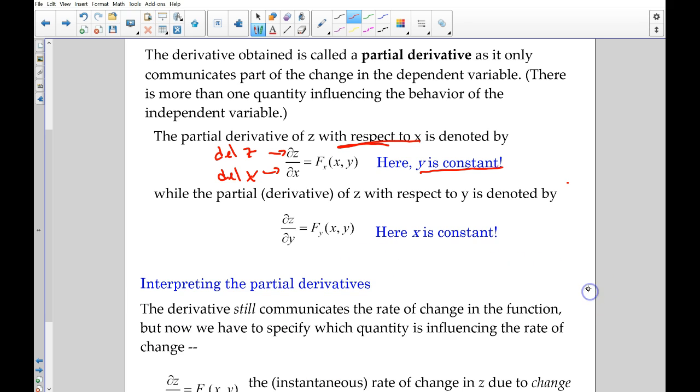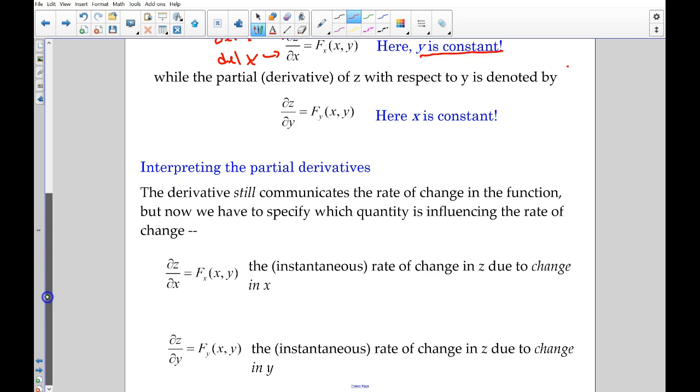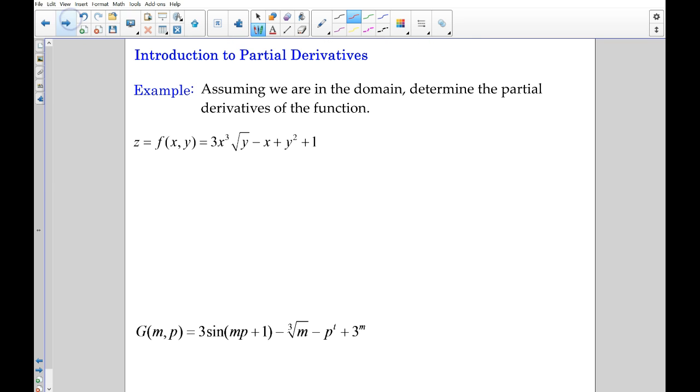And then just a note on interpretations, because we love to ask you about interpretations, what this all means. So del z over del x would be the instantaneous rate of change in z, so it's still the change in z, due to the change in x. So as x changes. Similarly with y, it's the change in y. So we're still looking at the rate of change in the overall function, just with respect to one variable only. Okay, so now let's see how to find these things.